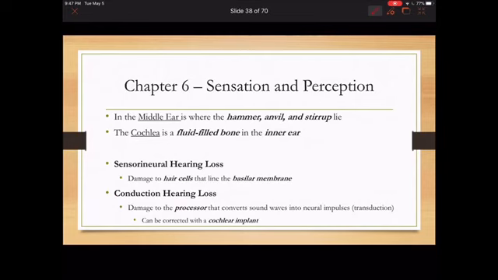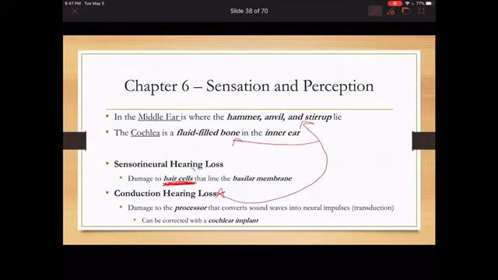Okay. In the middle ear is where we see the hammer, anvil, and stirrup, your three main bones for hearing. And then the cochlea is a fluid-filled bone a little bit deeper in the inner ear. Sensory neural hearing loss always results from damaged hair cells. If we're talking about damage that is occurring to the inner mechanisms of the ear, whether to the cochlea or the hammer, anvil, stirrup, that's going to be conduction hearing loss.